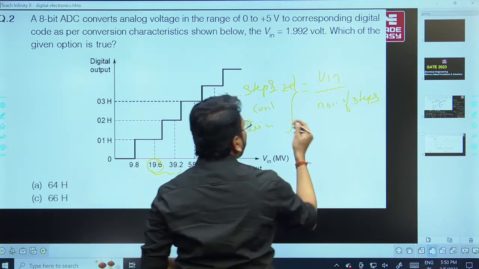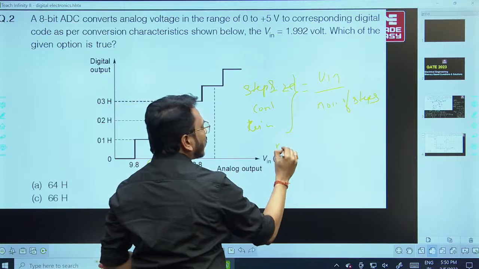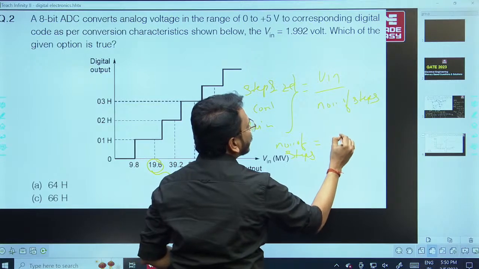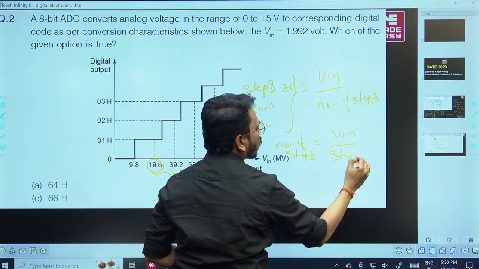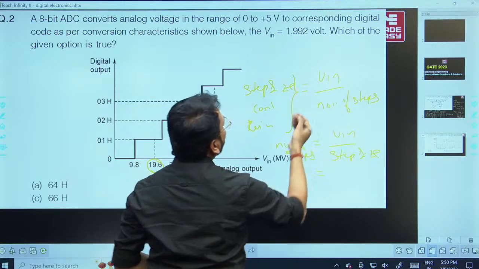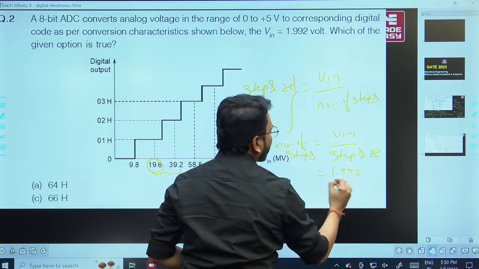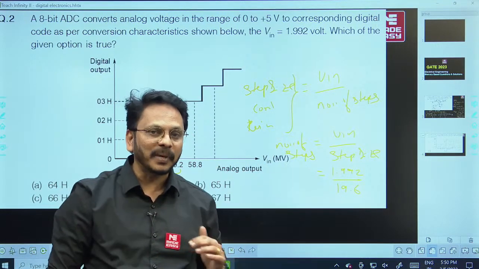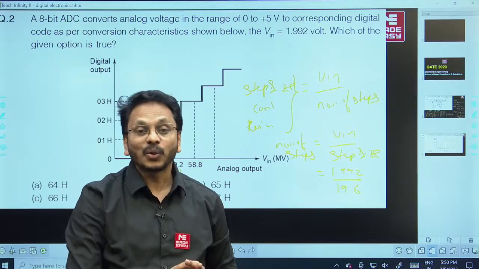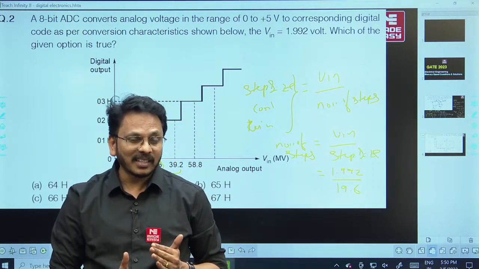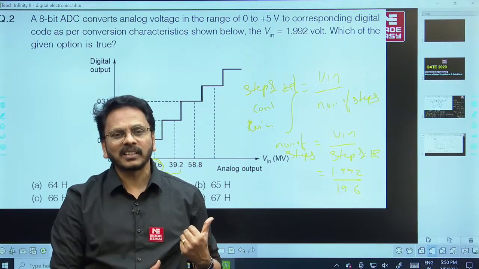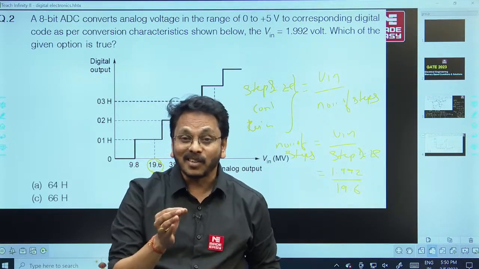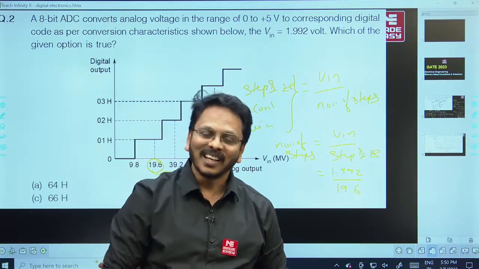From that, the number of steps is V in by step size. V in is already given as 1.992, and the step size we get from 19.6, so we are able to get the answer easily. Got it? These are the two memory-based questions, and we can handle these directly by this formula for this one, and for that one we have the previous approach based on the synchronous model. Okay, right. Thank you.